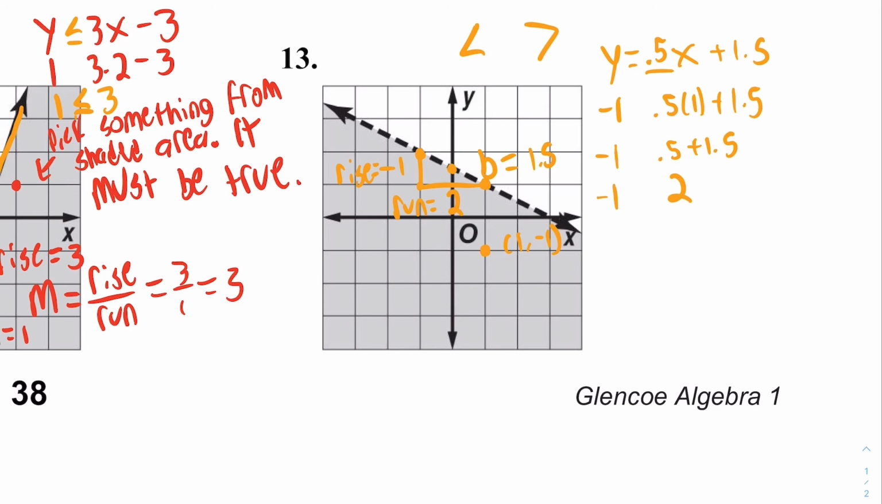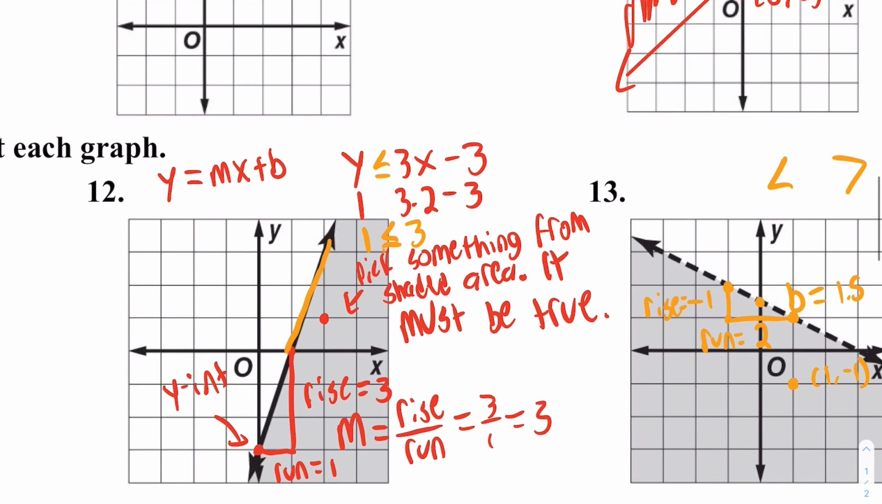Negative 1 is less than 2. So that's going to be the symbol we're going to write at the top. y is less than half of x plus 1.5. Again, now that I'm editing this video, the slope should be a negative 0.5 times x, but the inequality that I wrote is correct. Let me go ahead and box this other final answer too.